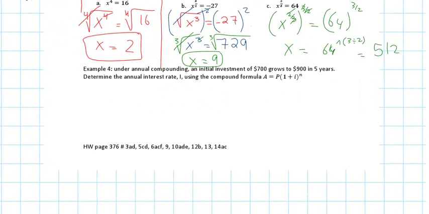Under annual compounding, an initial investment of $700 grows to $900 in 5 years. Determine the annual interest rate, i, using the compound interest formula A equals P times (1 plus i) to the power of n.